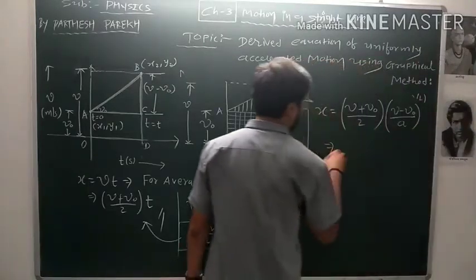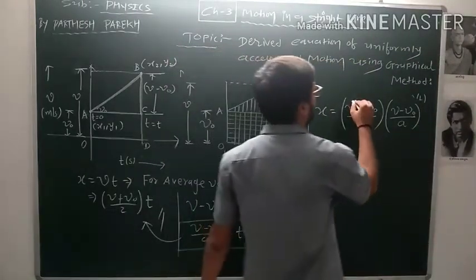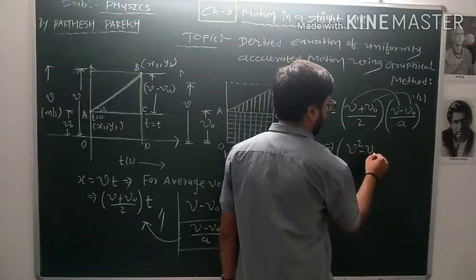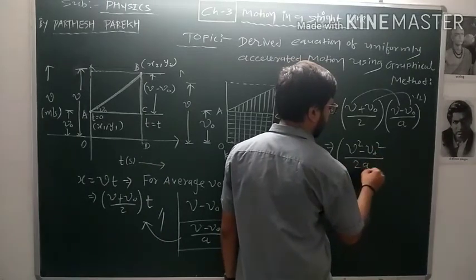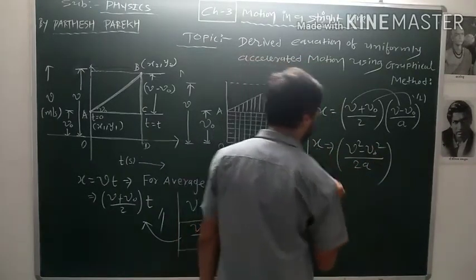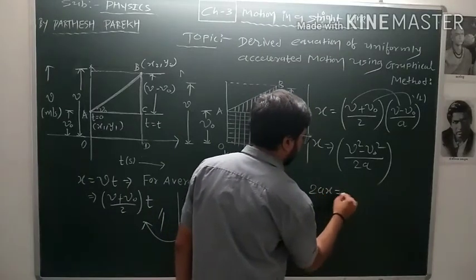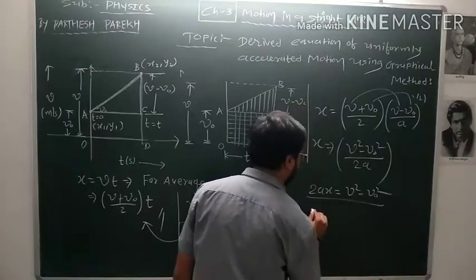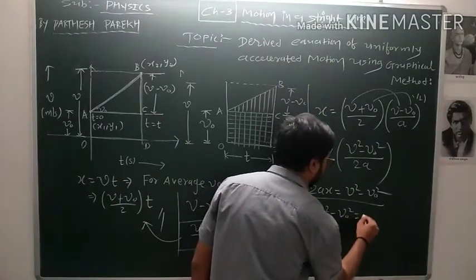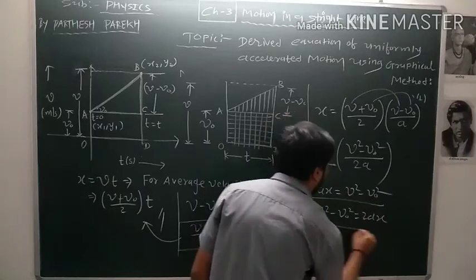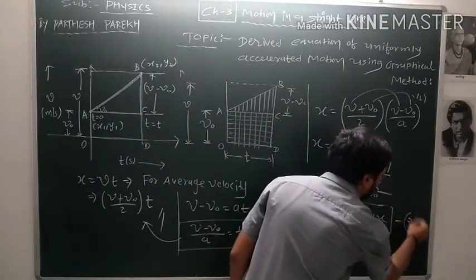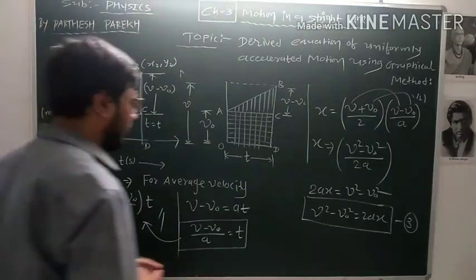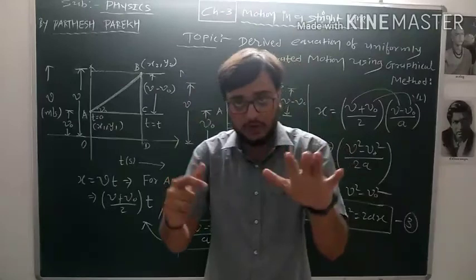Now we multiply these terms, that is v square and v naught square, so we get v square minus v naught square by 2a. Finally we get 2ax equals v square minus v naught square. Rearranging, v square minus v naught square is equal to 2ax. That is our third equation of uniformly accelerated motion. This question is asked in exams for 3 marks, so it is a very important question.